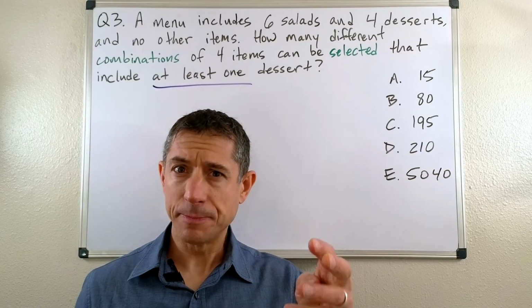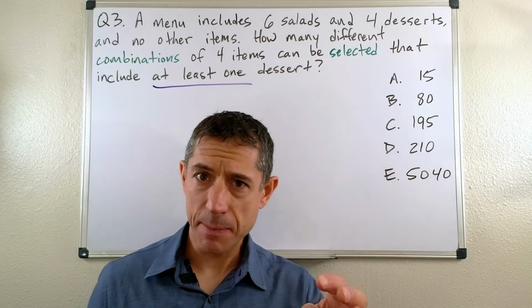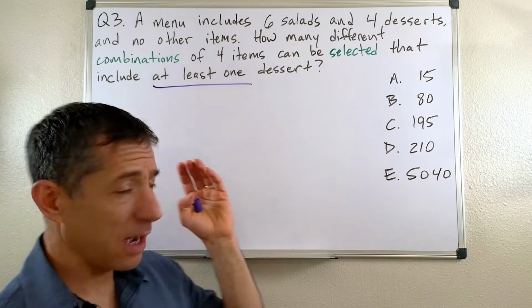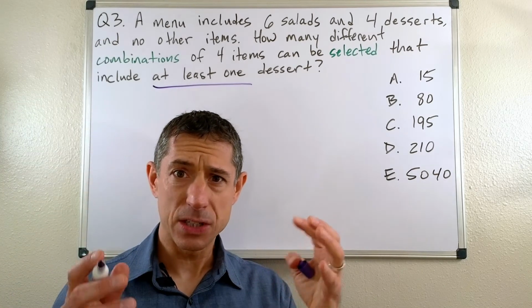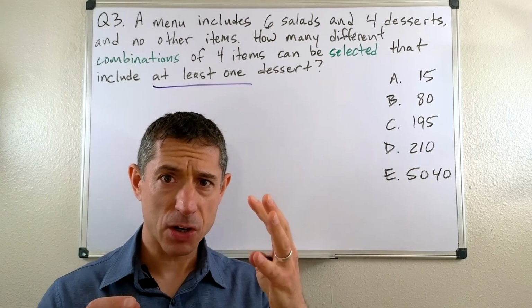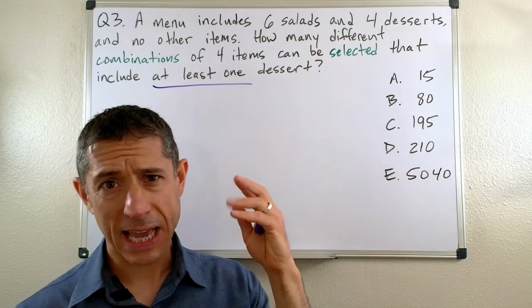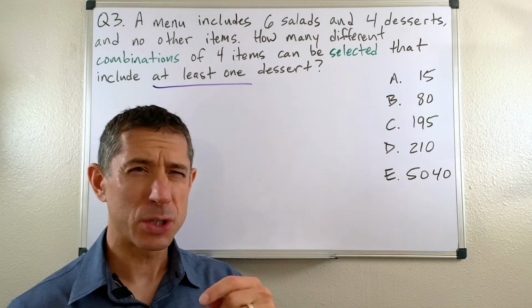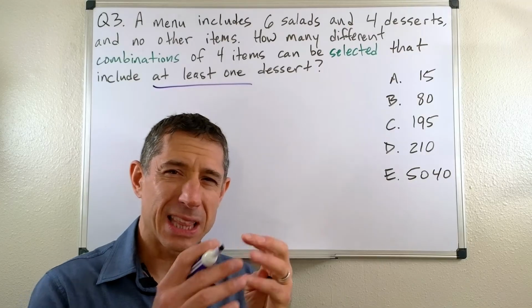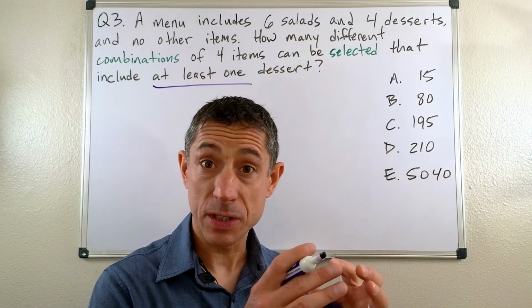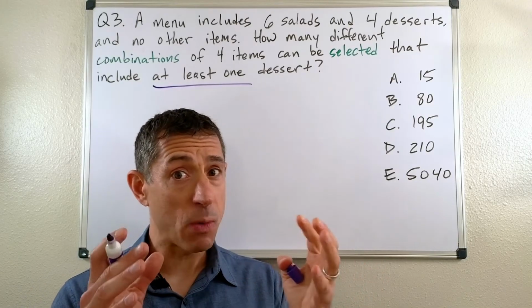If I walk into a restaurant, there's 6 salads, there's 4 desserts on the menu, and I go, okay, I want to select something that has at least 1 dessert. I want 4 items because I'm really hungry. I'm going to select 4 items, but there's got to be at least 1 dessert in there. How many ways are there to do that? Okay, well, what's the complement or the opposite of getting at least 1 dessert? I can do one of 2 things when I walk into this restaurant.